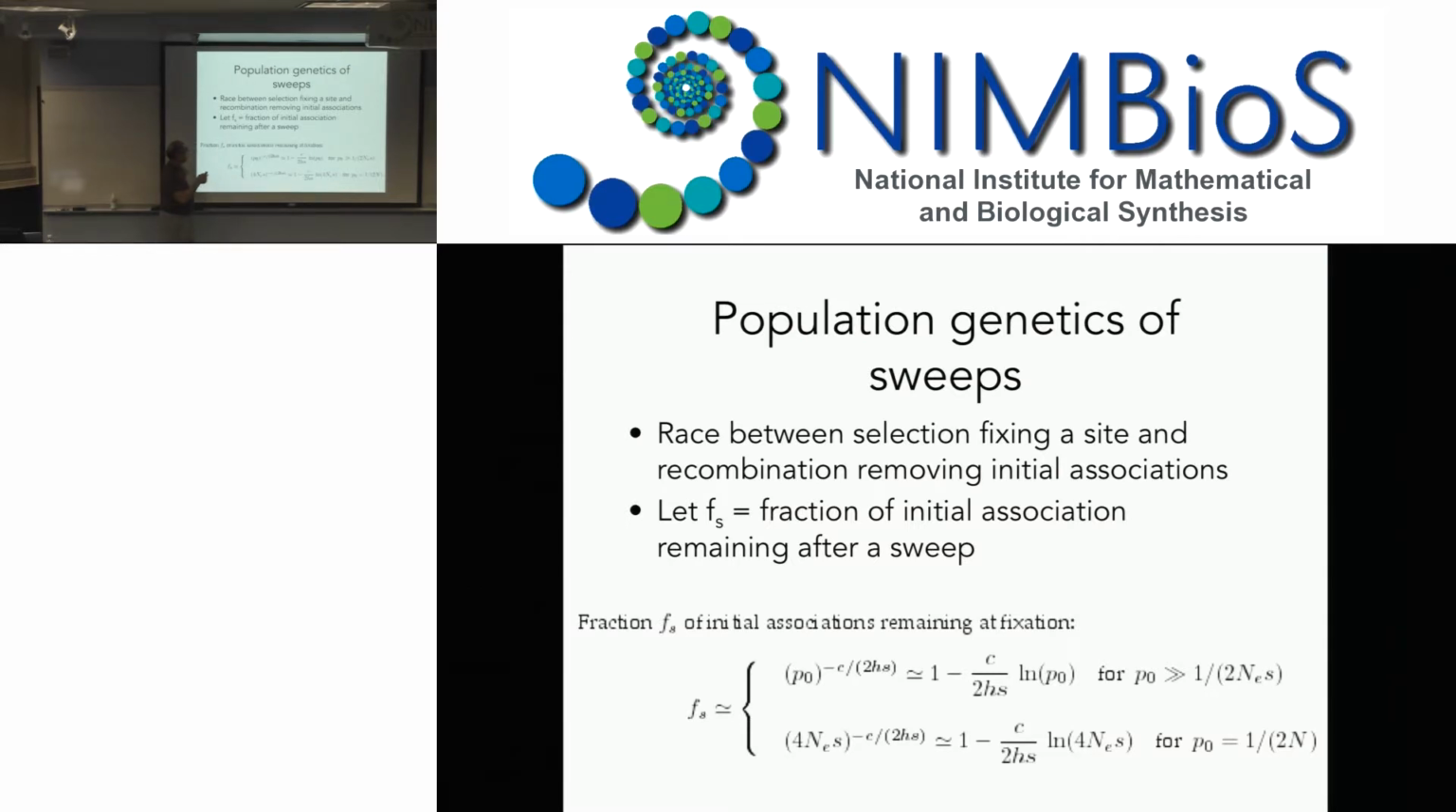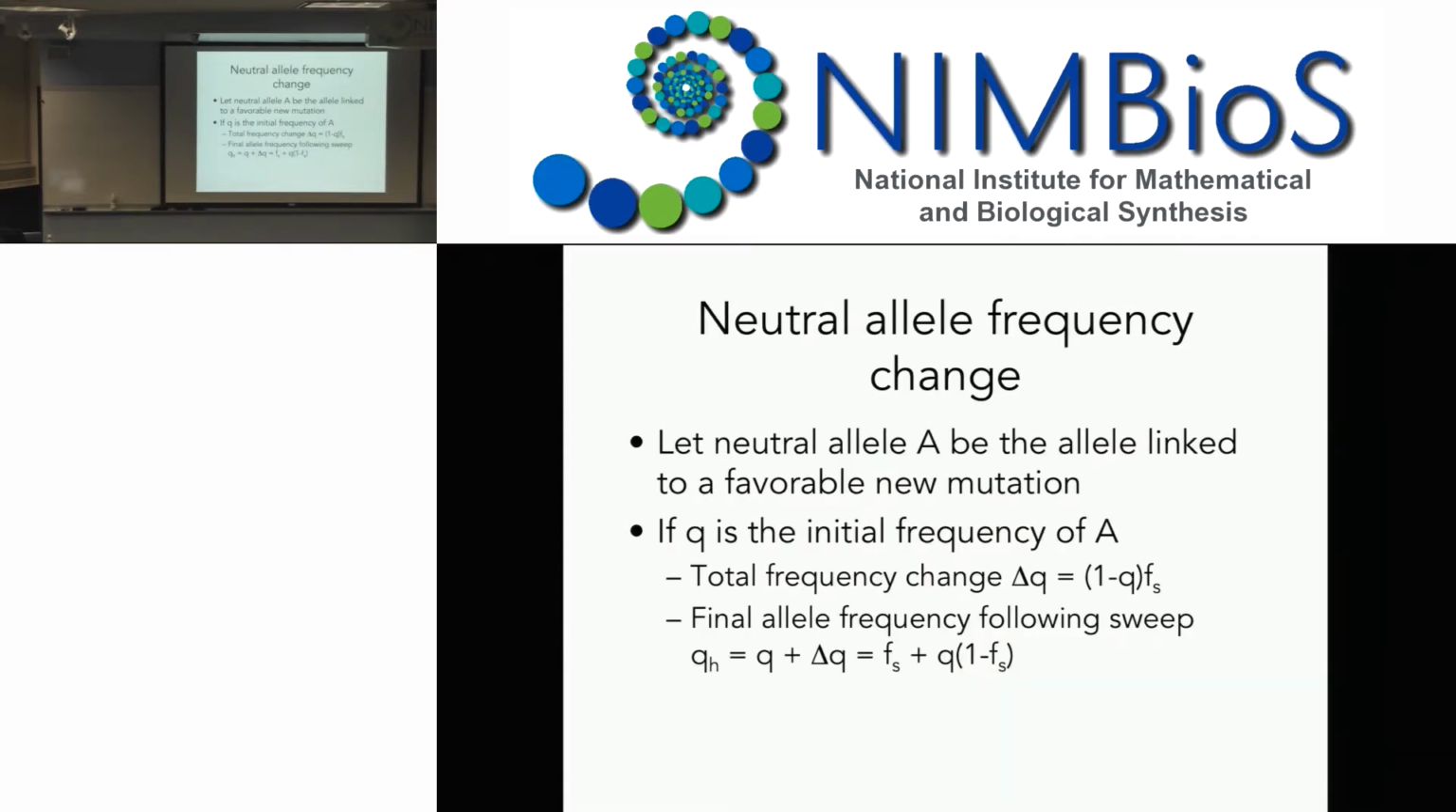So this key parameter basically tells you how wide the sweep's influence is, and it depends upon the recombination fraction and the strength of selection. Stronger selection, larger F. Weaker recombination, larger F. The ratio of those basically gives you the width of how that reaction can occur. So we can do a couple things. We can ask, what's the expected change in a neutral allele frequency? If Q is the frequency of a neutral allele A, then its total frequency shift is given by 1 minus Q times f of s.